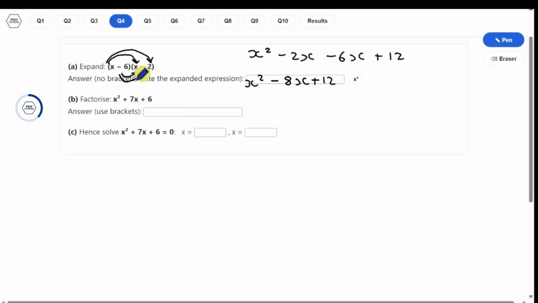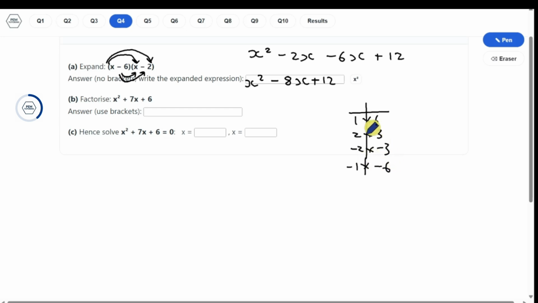So factorize x squared plus 7x plus 6. So what we want to do here is get two numbers that multiply to give the constant term at the end, which is 6, and the same two numbers should also add to give the x coefficient of 7. So let's go through the possible pairs that multiply to give 6. So we have 1 times 6, we have 2 times 3, we have negative 2 times negative 3, and we have negative 1 times negative 6.